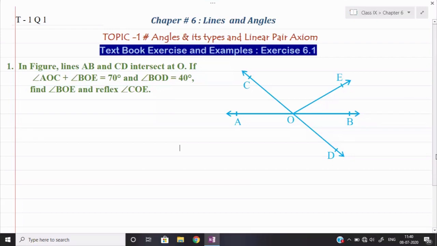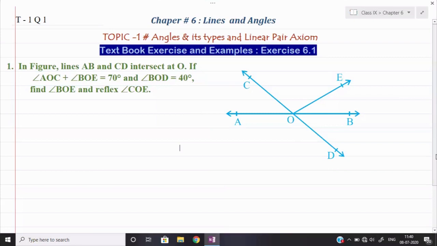Now let us see the first question. The first question is given in such a way: line AB and CD intersect at O. If angle AOC plus angle BOE is equal to 70 degrees and angle BOD is equal to 40 degrees, find the value of angle BOE and reflex angle COE.